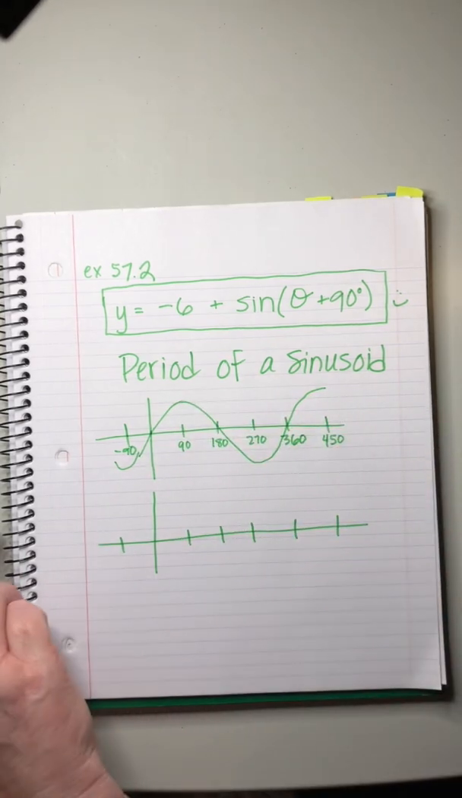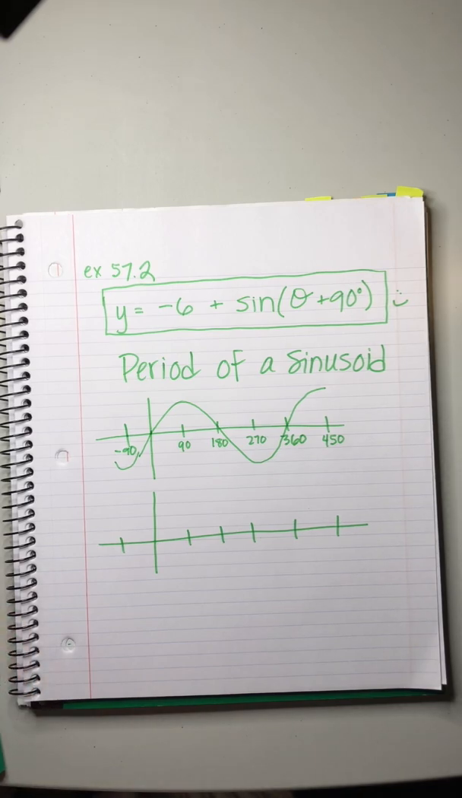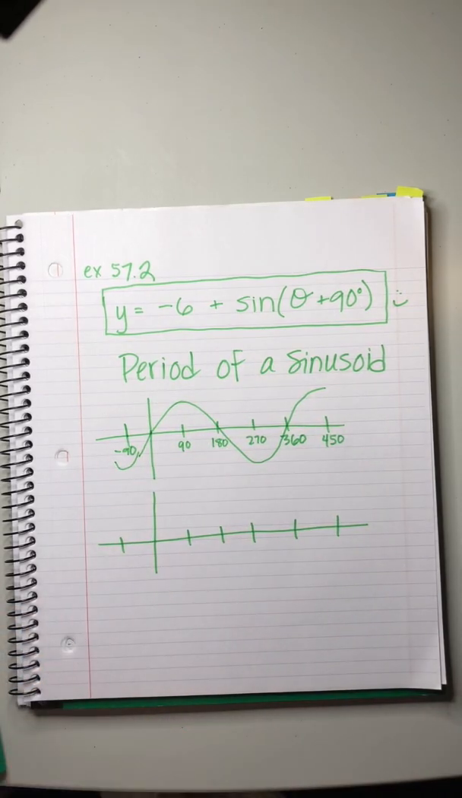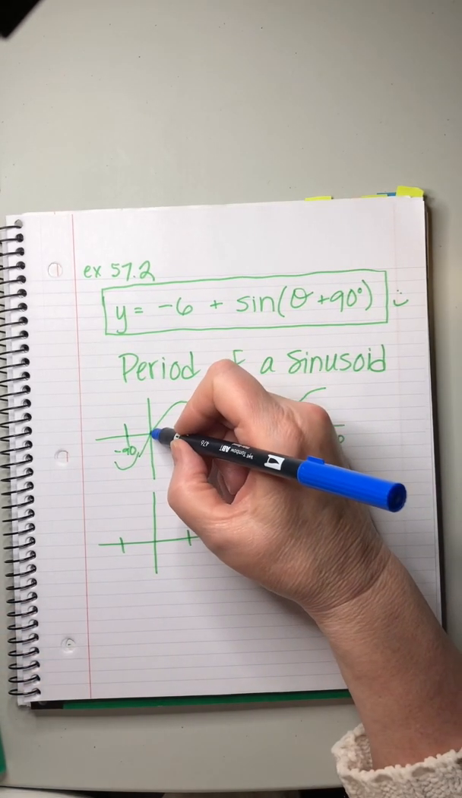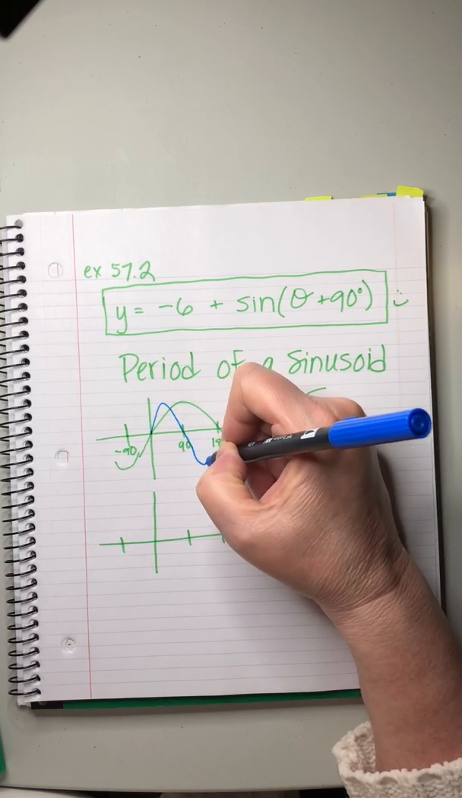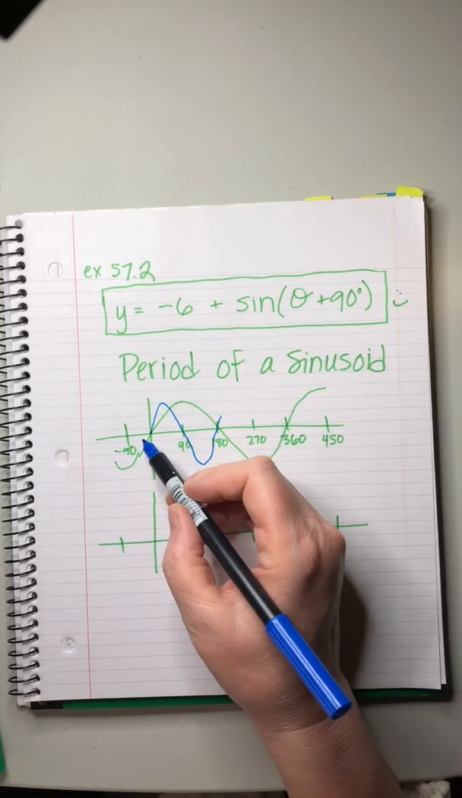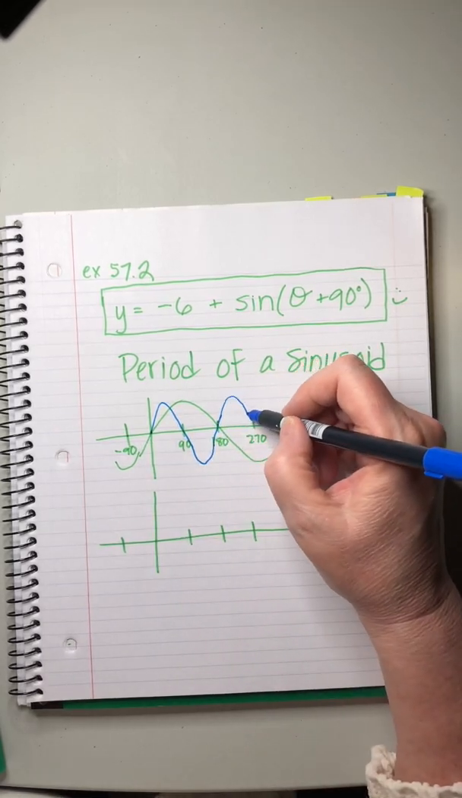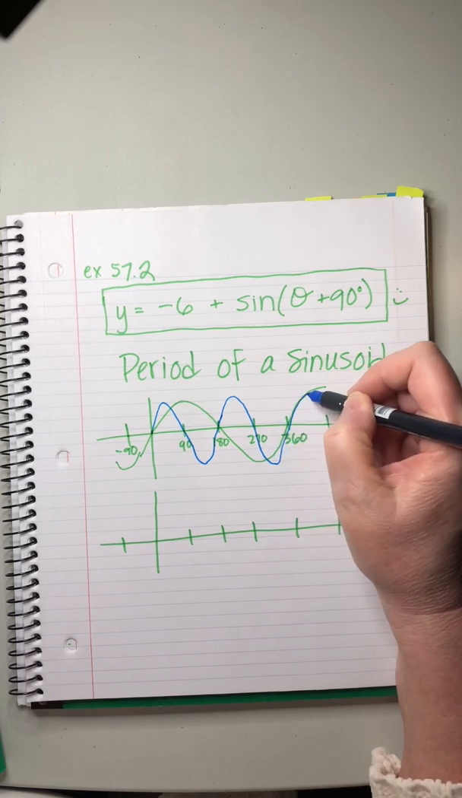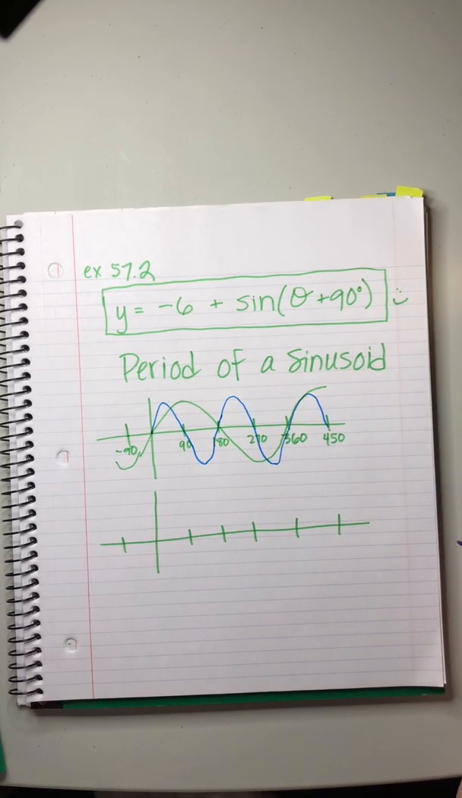But what if the curves were tighter? What if it repeated its cycle in just 180, right? What if it was just tighter, like that? See how the green is more stretched out and the blue is more squished together?